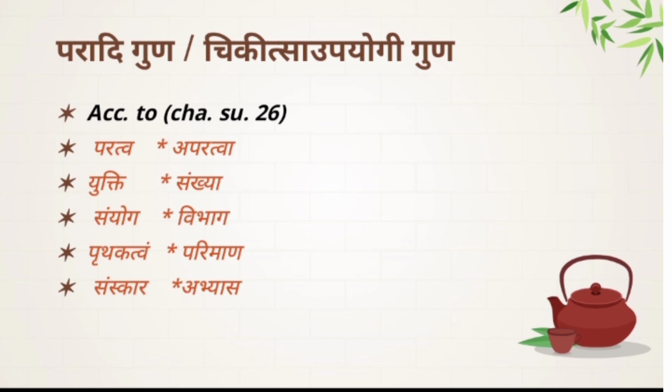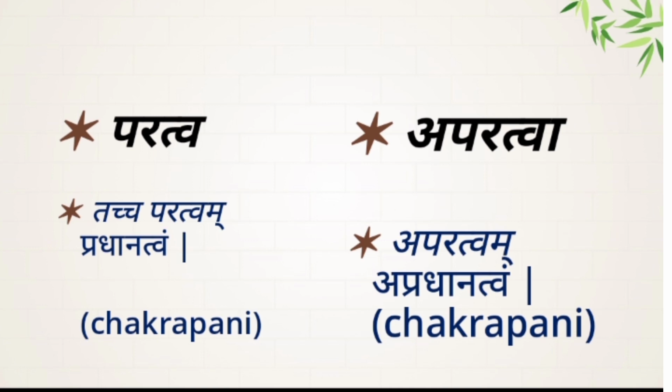How many are there? Ten are there. What are those? Paratva, aparatva, yukti, sankhya, sanyoga, vibhaga, prithaktva, parimana, samskara and abhyasa. So paratva: tatra paratvam pradhanatvam. Chakrapani quoted that. In any kind of thing, if two elements are there, then which one will be the prior, prime one? That is nothing but paratva.